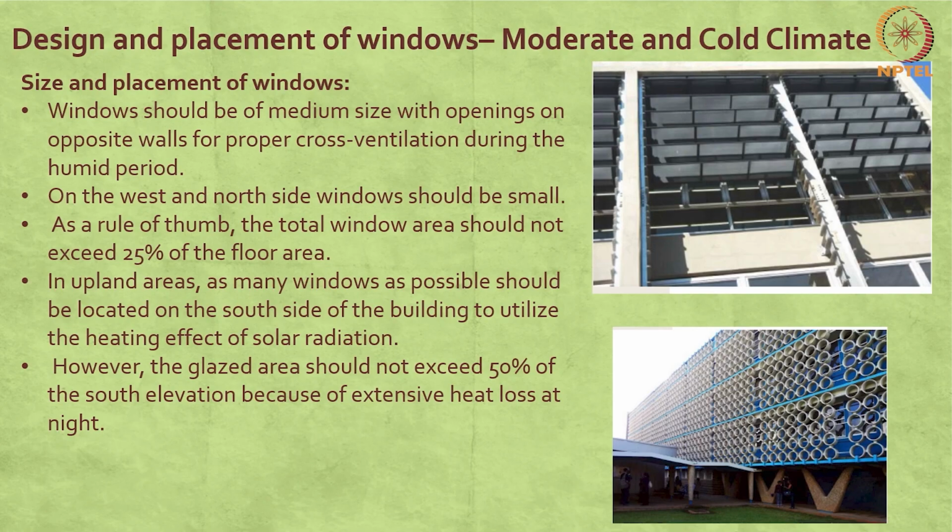In upland areas, as many windows as possible should be located on the south side of the building to utilize the heating effect of solar radiation. However, the glazed area should not exceed 50% of the south elevation because of extensive heat loss at night.